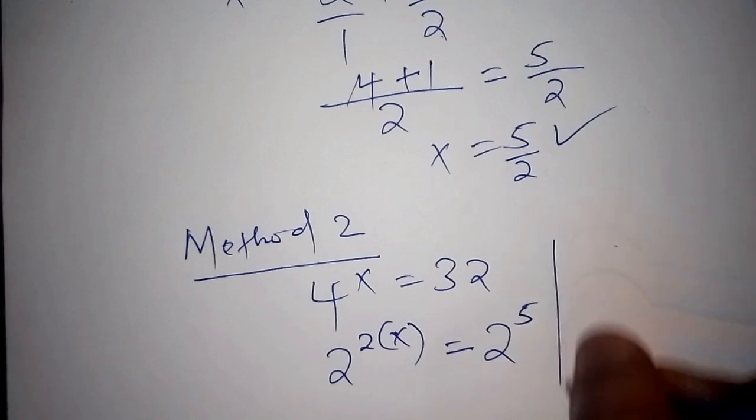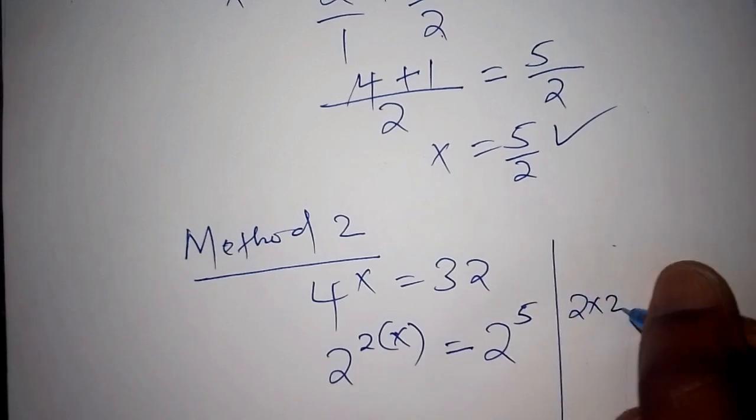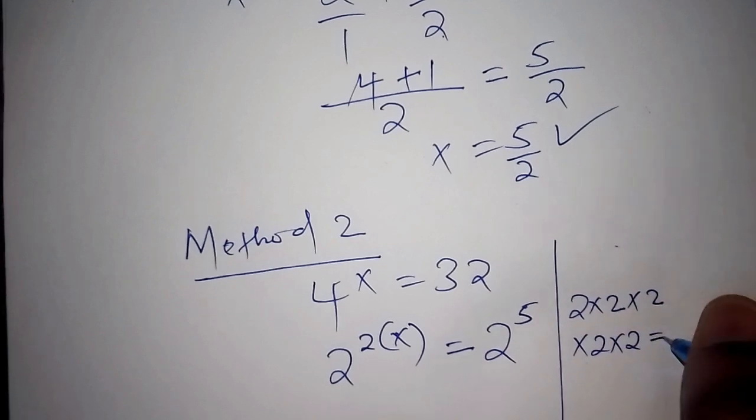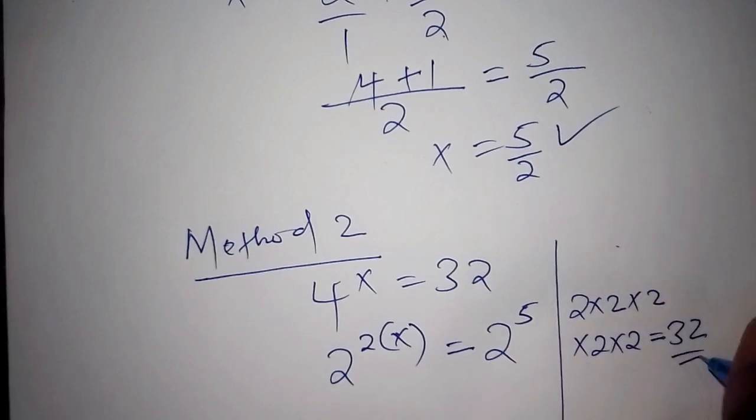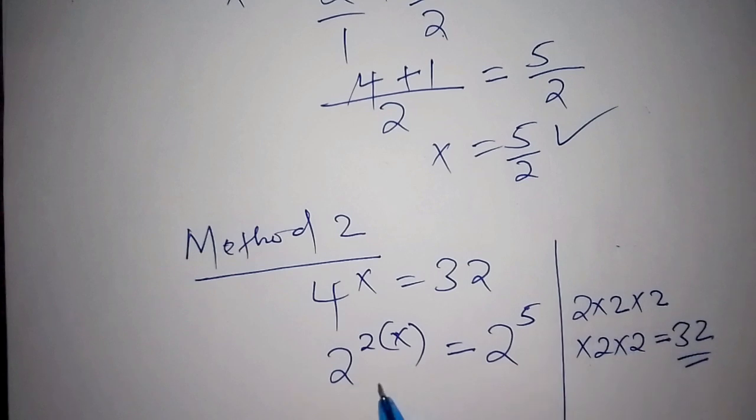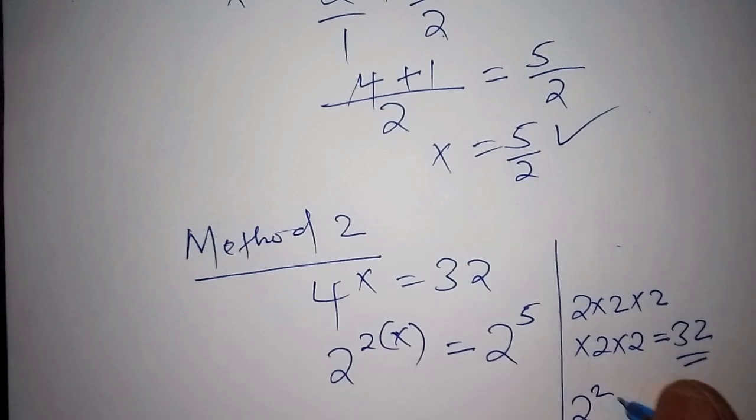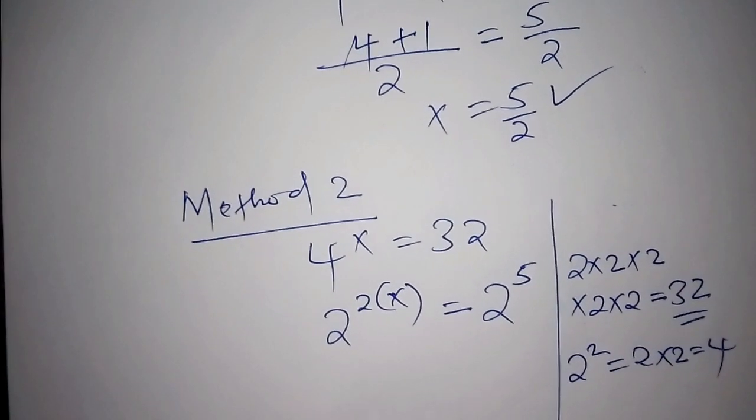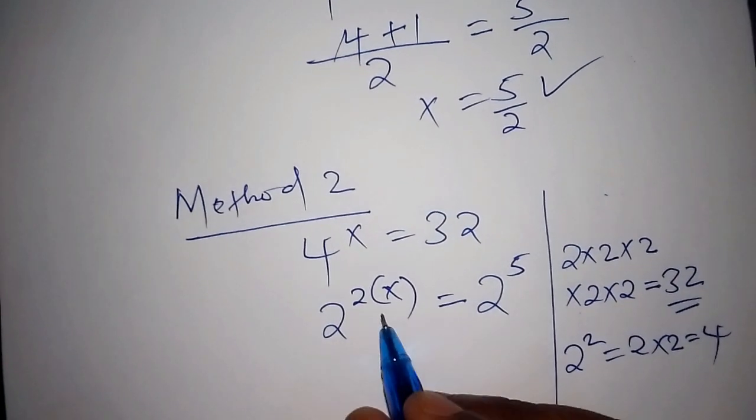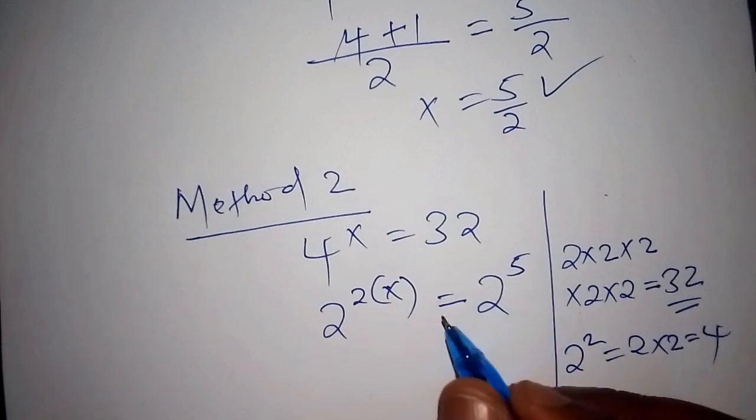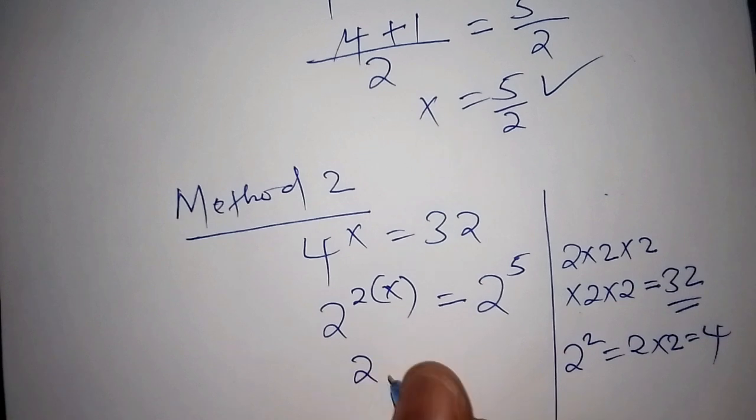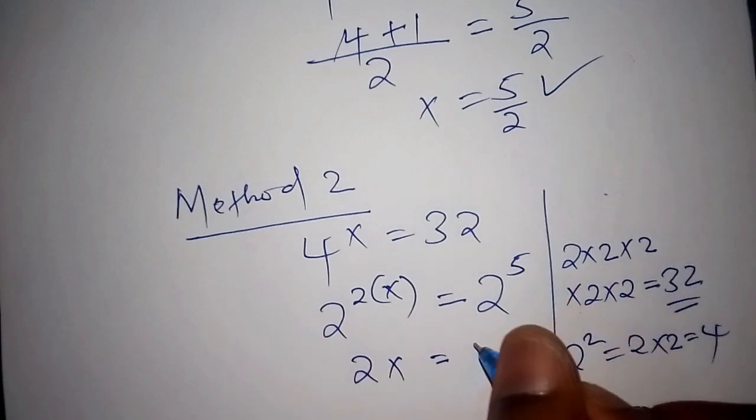Simply because when we have 2 multiplied by 2 multiplied by 2 multiplied by 2 multiplied by 2, the result shall be 32. That's why we have picked 2 to the power of 5. And 2 to the power of 2 gives us 2 times 2, which is 4. Let's proceed from this section. Let's now pick up the index numbers. So we shall have 2 multiplied by x, we shall have 2x is equal to 5 here.